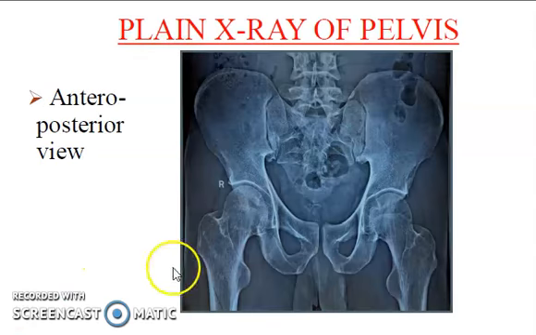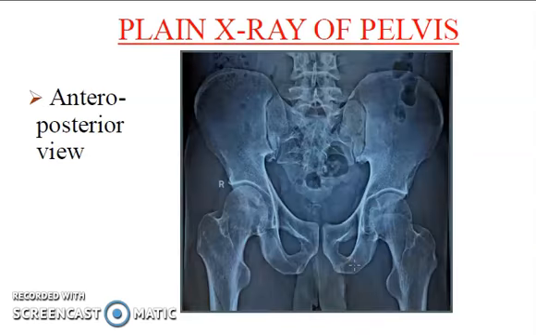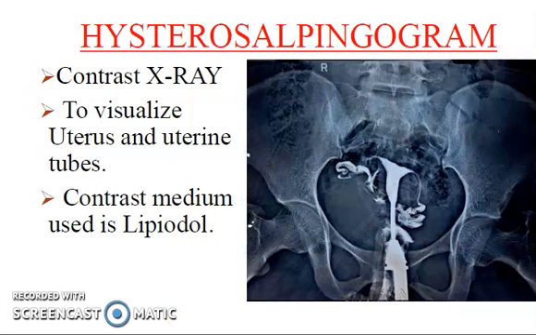Also, the soft tissue shadow helps us to differentiate the male pelvis from the female pelvis, in which we can see here there is a soft tissue shadow of the male external genitalia which is seen in the male pelvis, which is absent in case of the female pelvis. Now you are clear about the plain radiograph of the pelvic region.